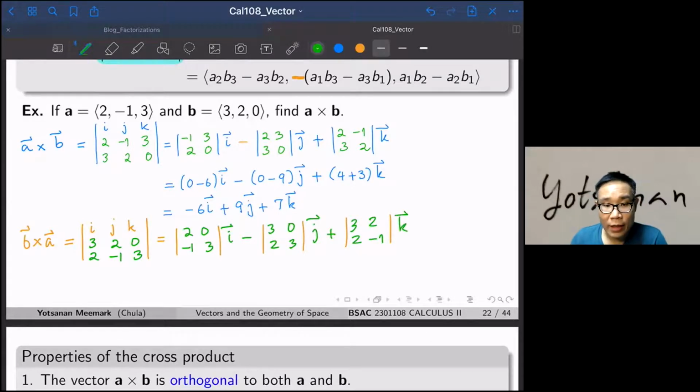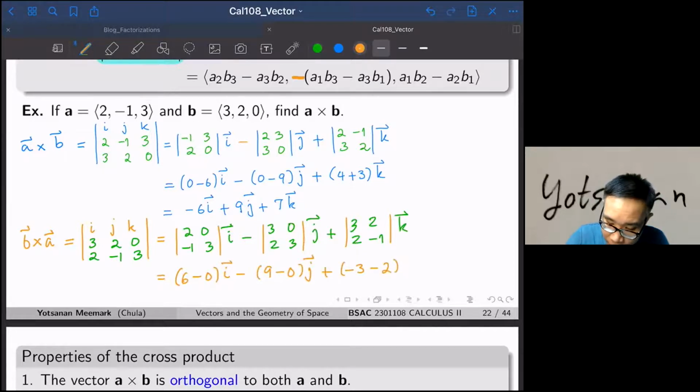Okay, and then you're gonna have 6 minus 0 I, minus, you have 9 minus 0 J, and you have negative 3 minus 4, sorry, K. Okay, so this one will be just 6i minus 9j minus 7k.